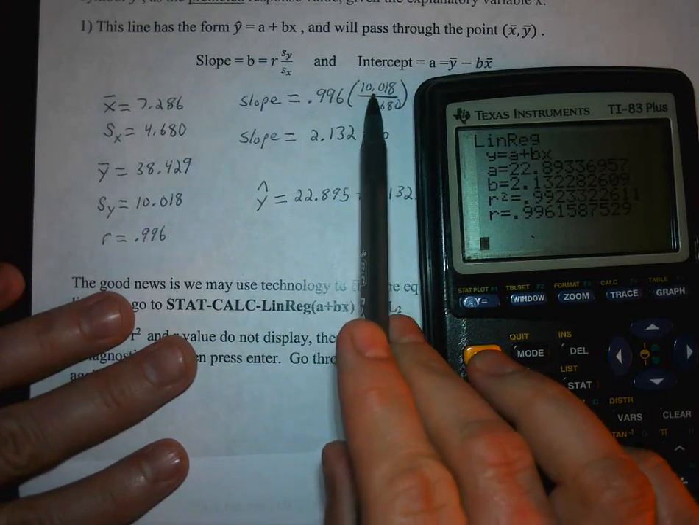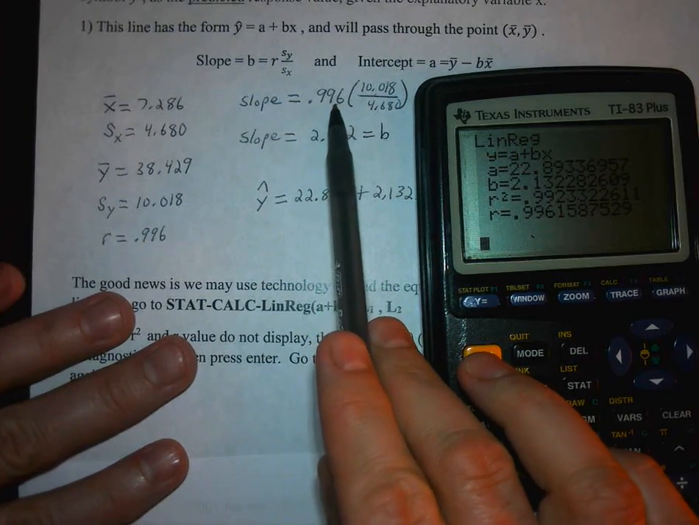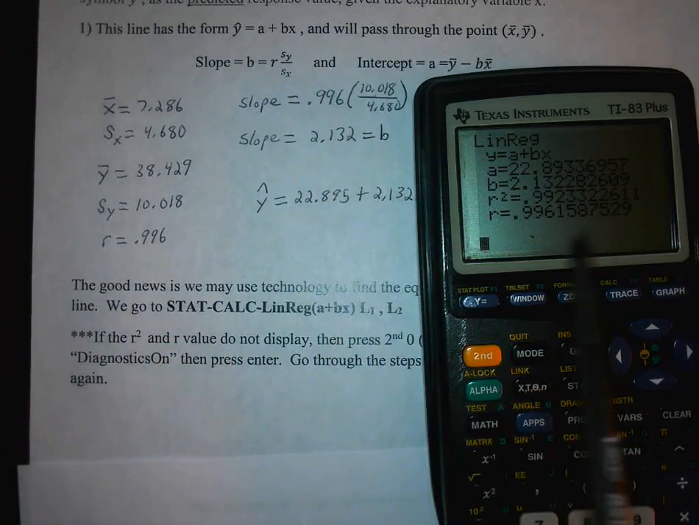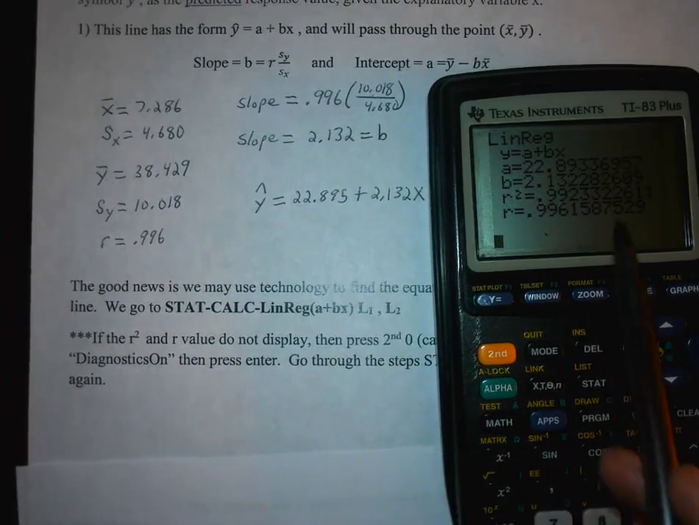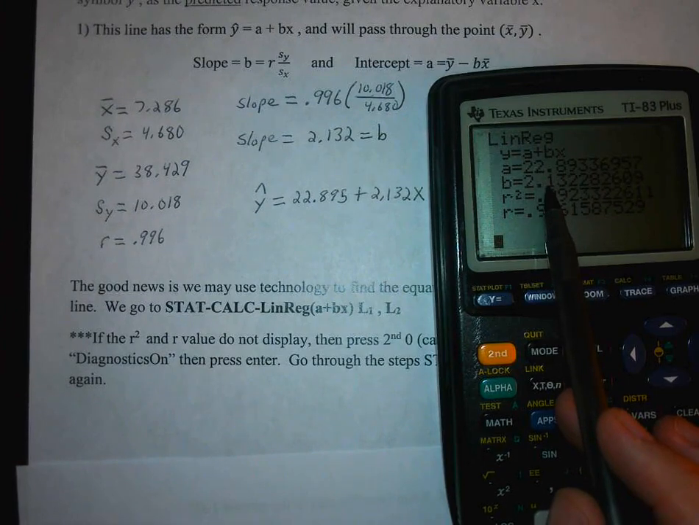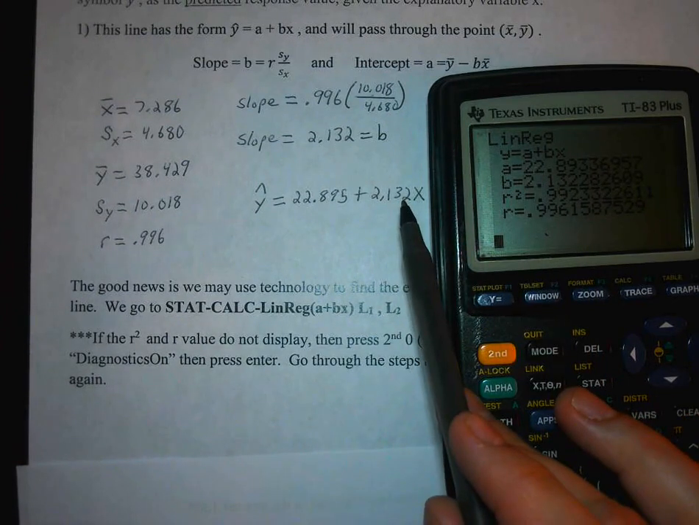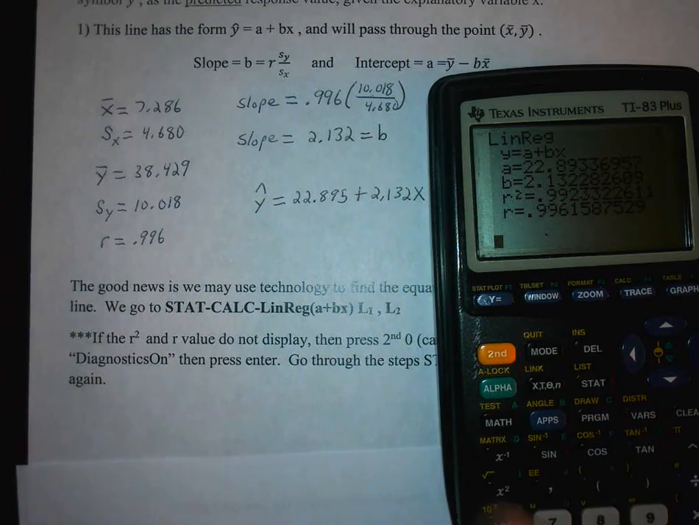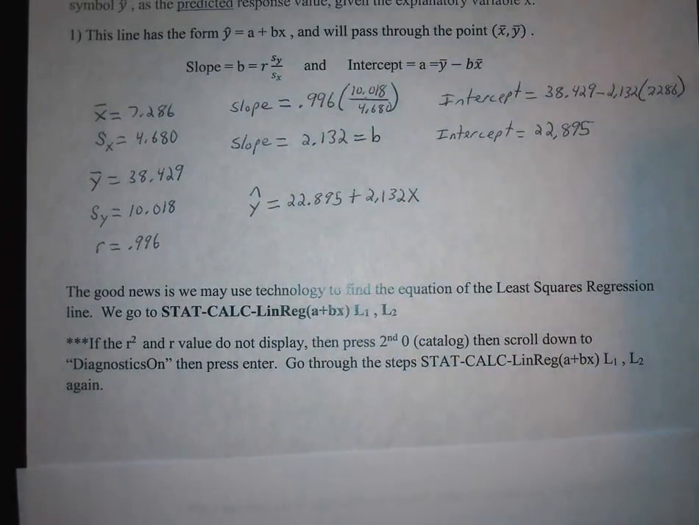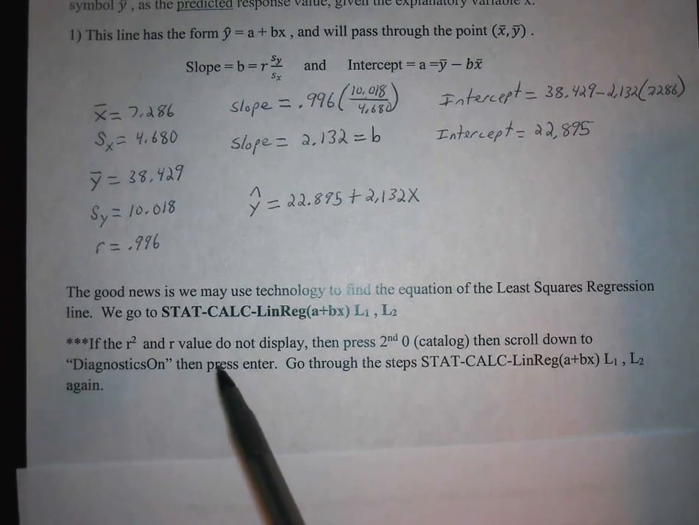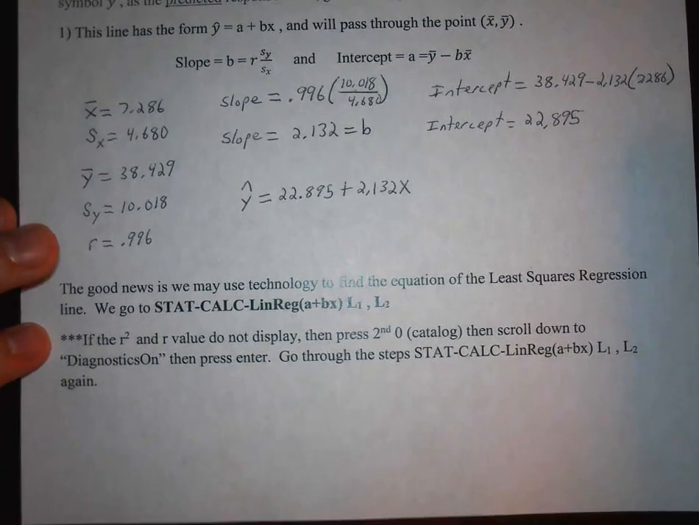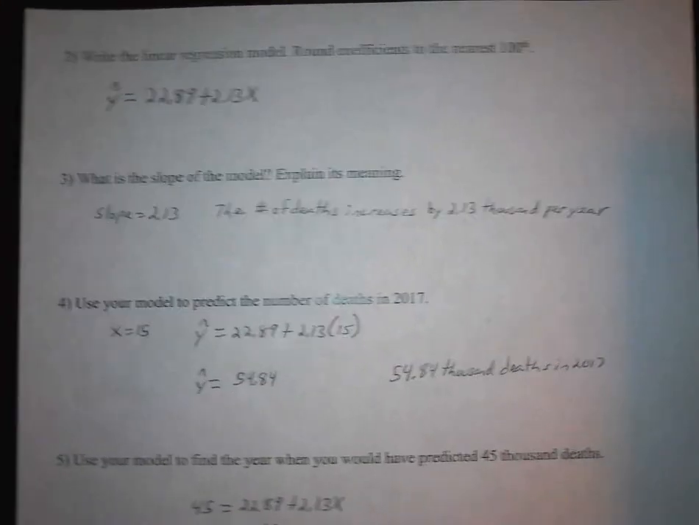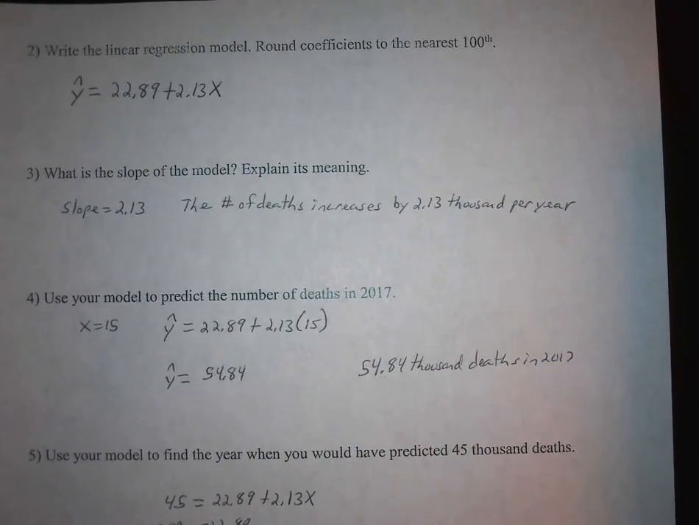So we rounded the standard deviation and the R value. Okay, those are rounded values. And then the 2.132 times x is what your b value is for the slope, 2.132. Okay. And the bottom here is just a reminder that if the r squared and the r value don't show up, just go to second 0 and to your catalog and scroll down until you find the diagnostics on, and make sure you turn those on.